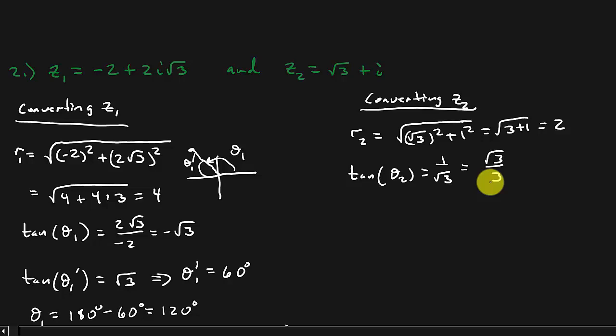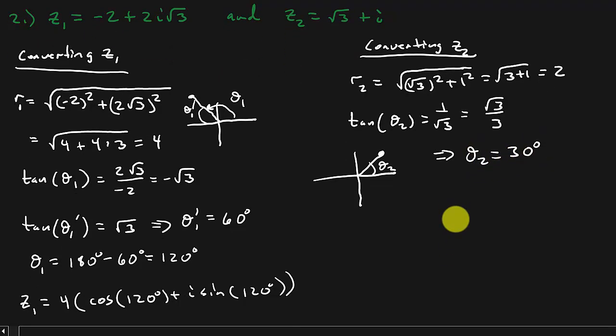That's positive, okay? But just because it's positive doesn't mean it's in the first quadrant. We got to plot it first. So if we plot this, that's positive square root of 3, positive 1. There you go. So we are in the first quadrant. There's theta 2. And so this tells us theta 2 is, what is that? 30 degrees. See that? So I get z2 is equal to 2 times cosine theta 2, which is 30 degrees, plus I sine theta 2.